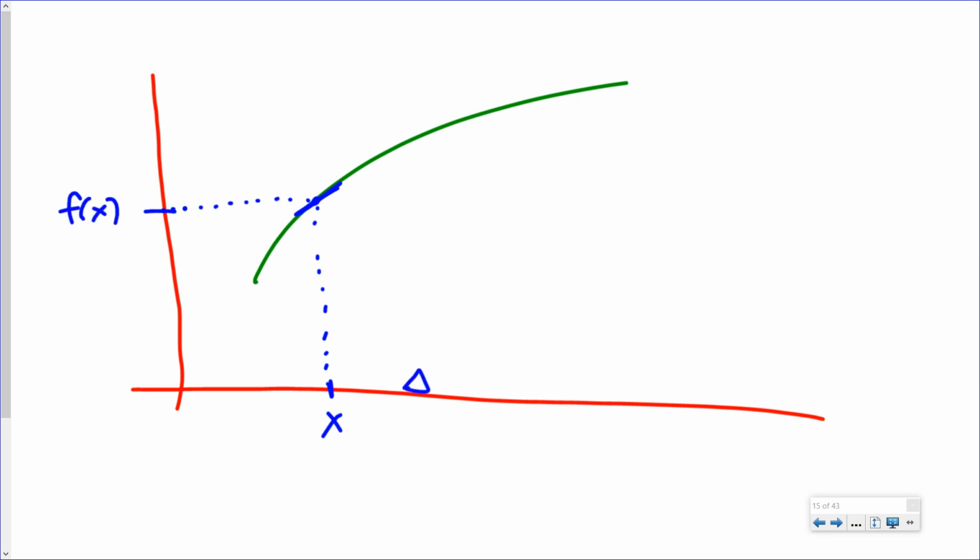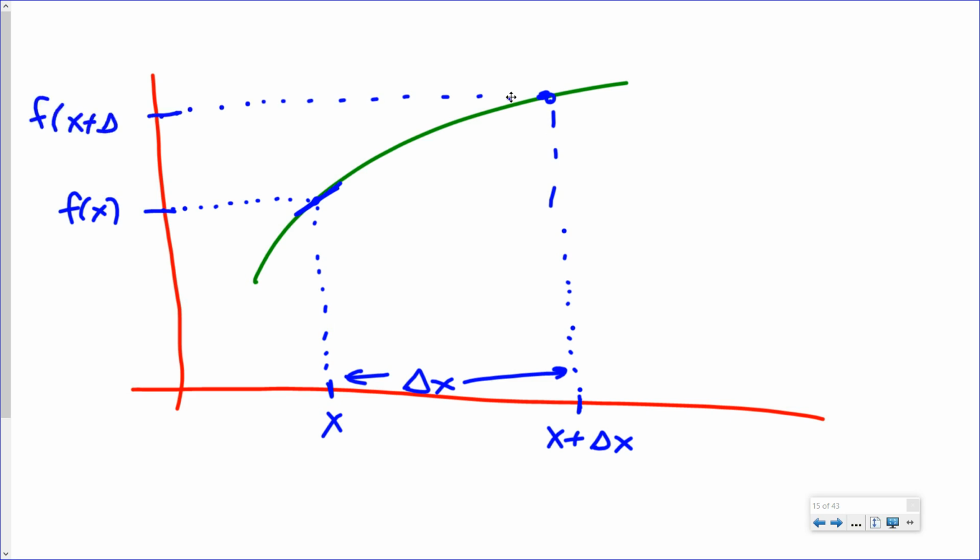Yes. If I moved over a delta x distance, do you agree that this would be x plus delta x? And if I know that that's x plus delta x, if I come up here, I find this point here, and I move over here, what would be this y value here? f of x plus delta x.